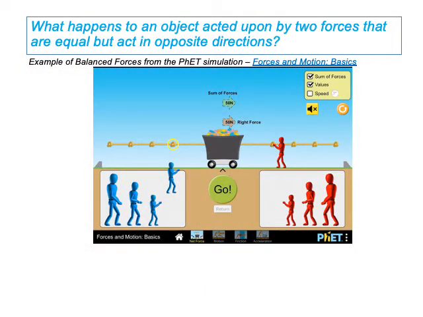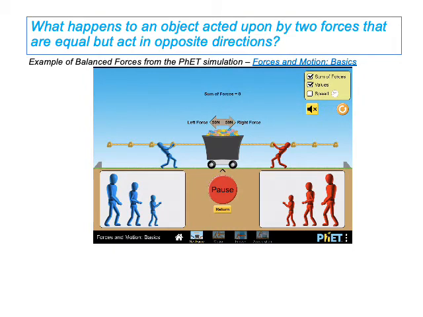So what happens when an object is acted upon by two forces that are equal but act in opposite directions? Let's take a look at an example of this situation from the PhET Simulation Forces and Motion Basics. On the left side, 50 newtons of force is applied, while on the other side, another 50 newtons of force is applied. The result is a zero net force, or sum of forces.